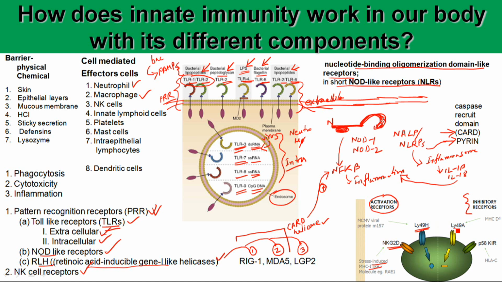And the inhibitory receptors, the Ly49A and the p58 KIR, these two are very important. The Ly49A receptor is similar to the mice MHC-D molecule, and the p58 KIR is related to the HLA-C molecule.